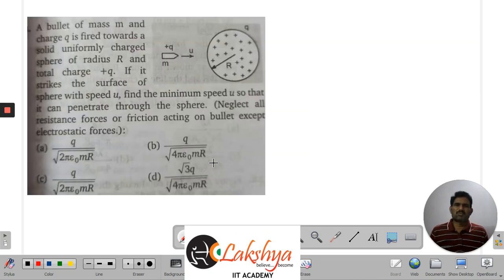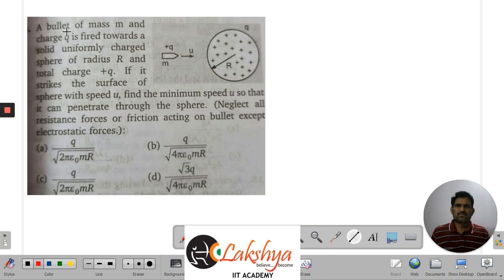And there is another problem here, similar to the previous problem which we already solved. They are asking to penetrate through the sphere. This is exactly the same as reaching the center.